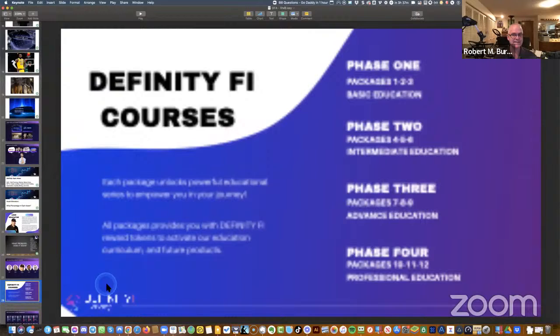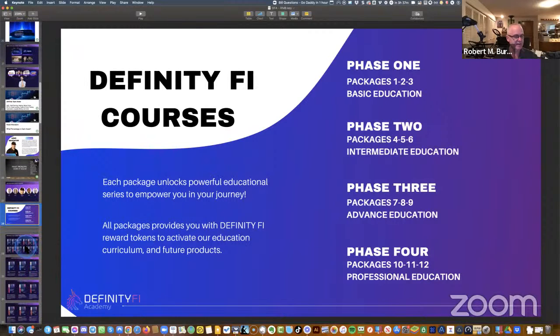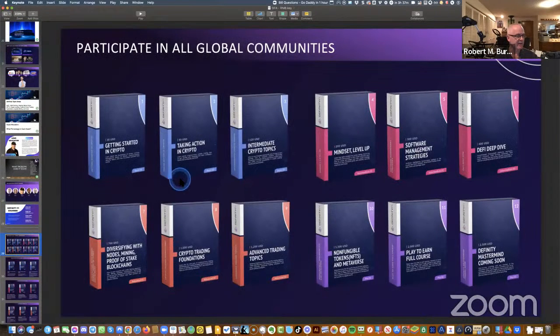Now, getting into our classes, how this is delivered, there are 4 different phases. Phase 1 is basic education, phase 2 is intermediate education, phase 3 is advanced education, and phase 4 is professional level. So what are some examples of the things you see delivered here in this manner, where we've got the basic as 3 packages. This is $200, by the way, just to get the elephant out of the room. The next 3 are $900 more, so all 6, $1,100. Plus the gas and the smart contract fees. And then they go up from there.